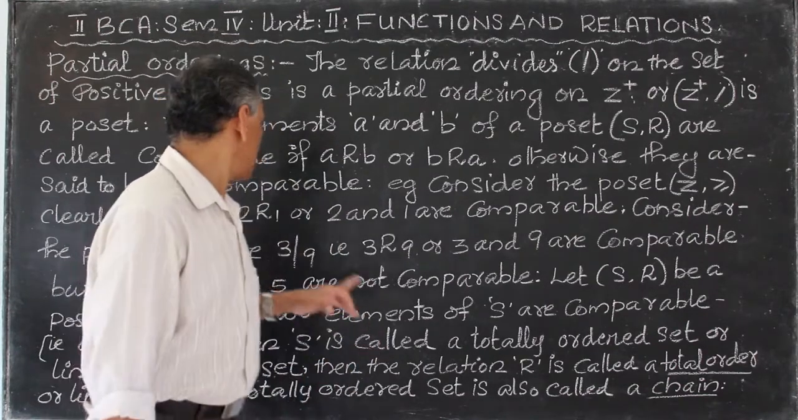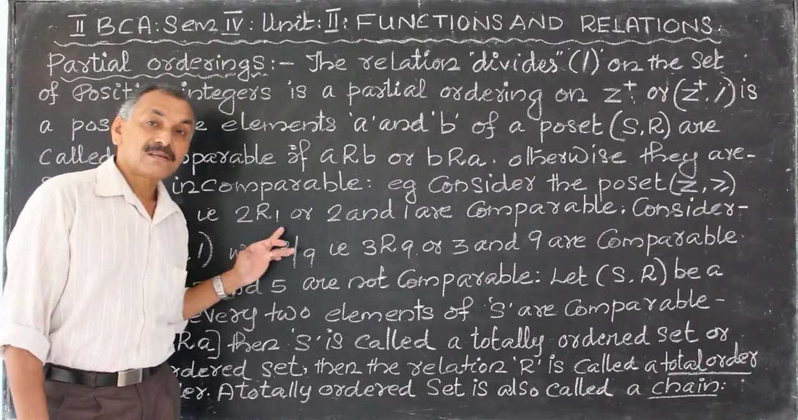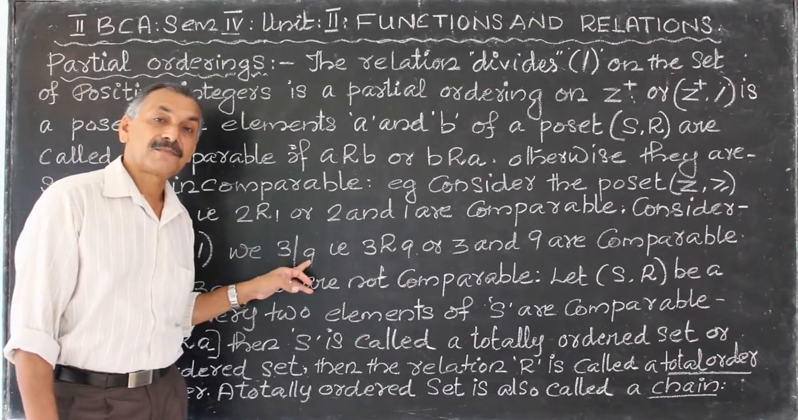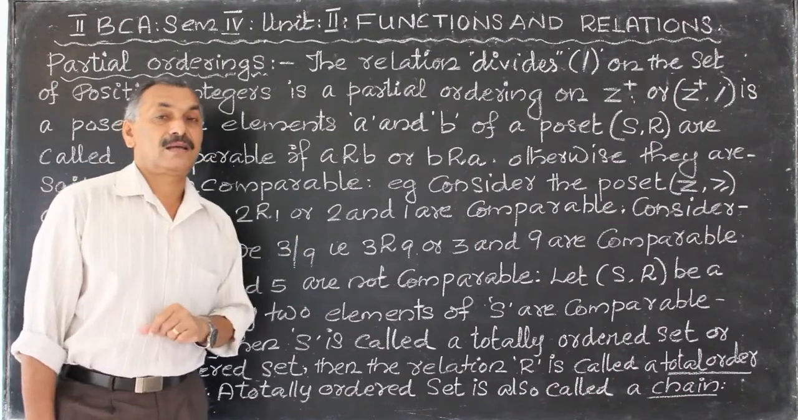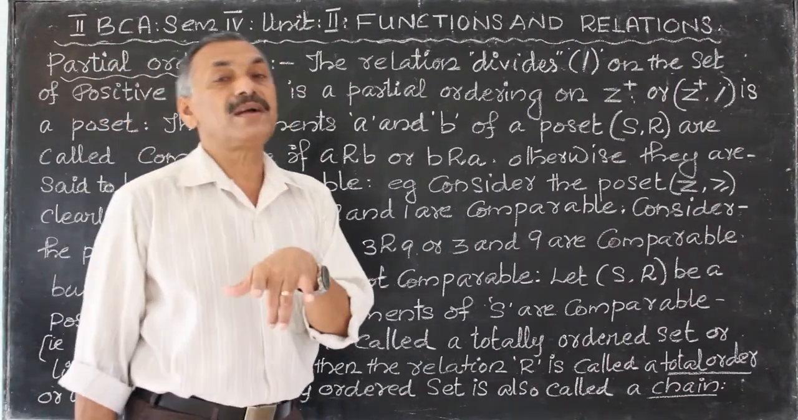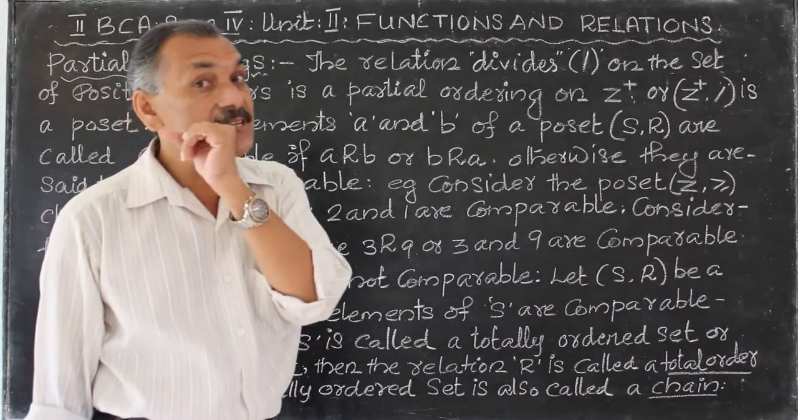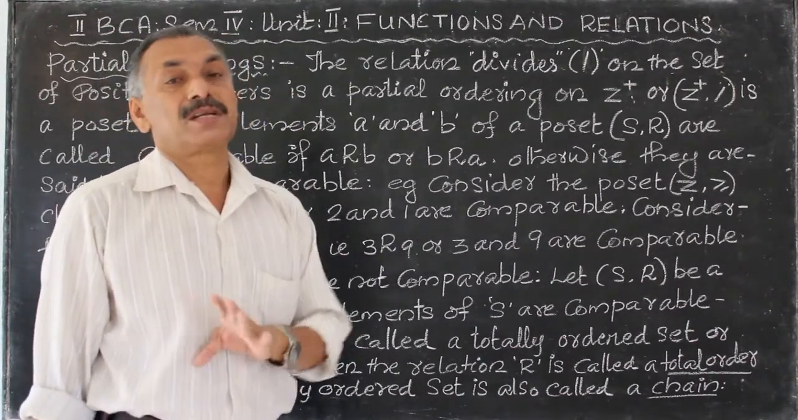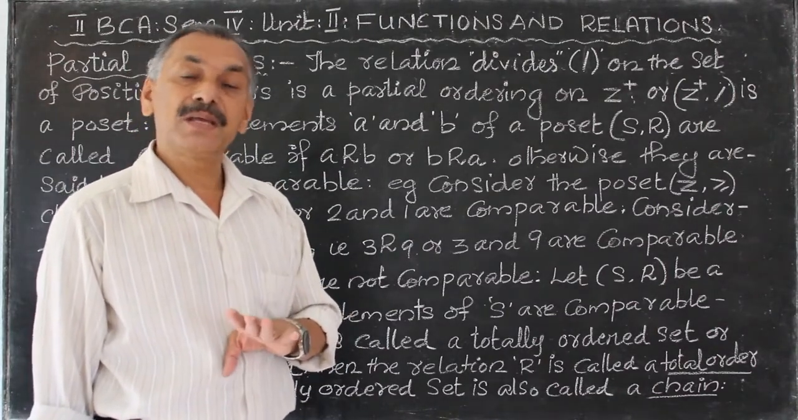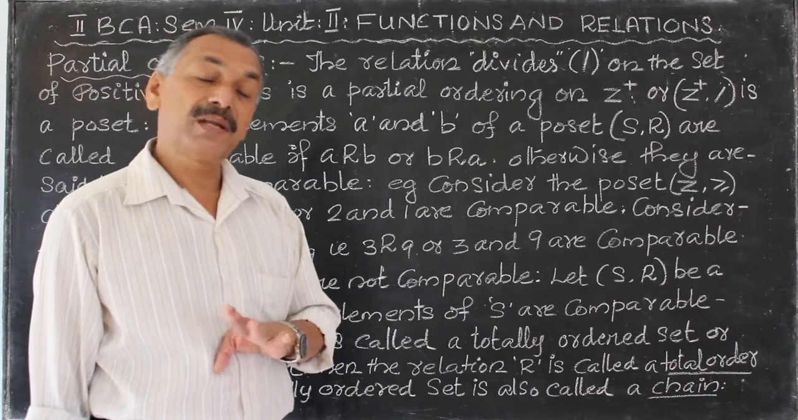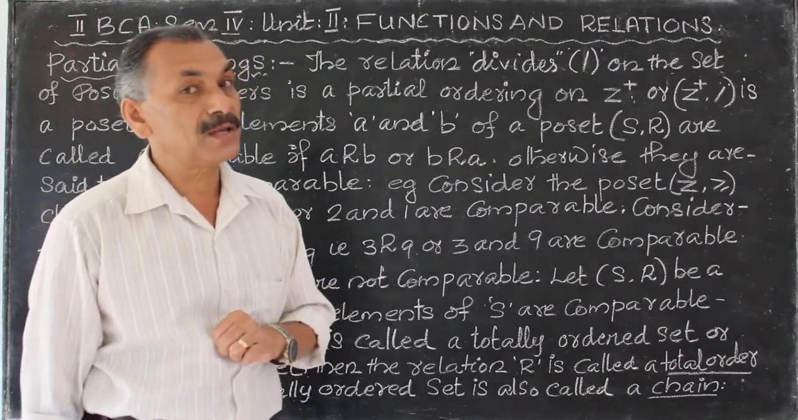3 divides 9 but 9 does not divide 3. a divides b and b divides a if and only if a is equal to b. That means divides is antisymmetric. And again it is transitive. a divides b, so b is a multiple of a. b divides c, so c is a multiple of b, and c is a multiple of a.